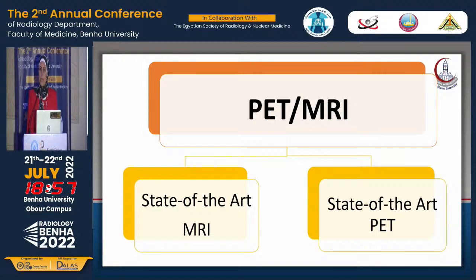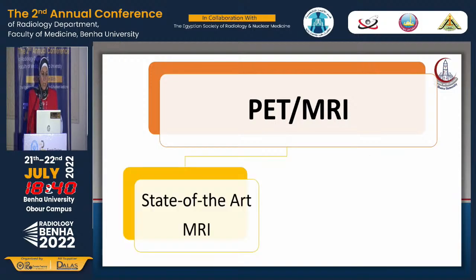PET MRI includes state-of-the-art MRI, where we perform a dedicated MRI study for the target organ, and also it has a state-of-the-art PET component, which is very valuable in nodal and distant metastatic evaluation. So it combines the highest available imaging tools for local and distant evaluation of malignant lesions.